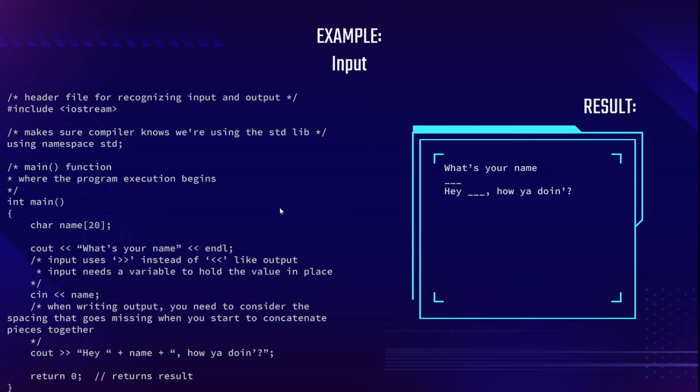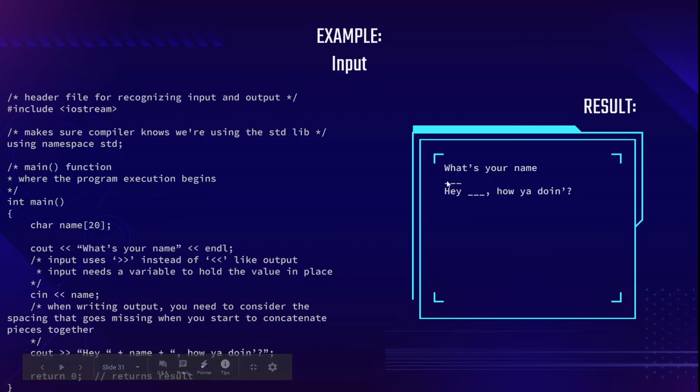So input is the opposite of output, right? So we have greater than instead of less than. So input needs a variable to hold the value in place. Input always needs to hold the value in place, so we just need some holder. Instead of cout, we have cin, or c input. And we do >> name, and I should have probably put an end line there, but whatever.